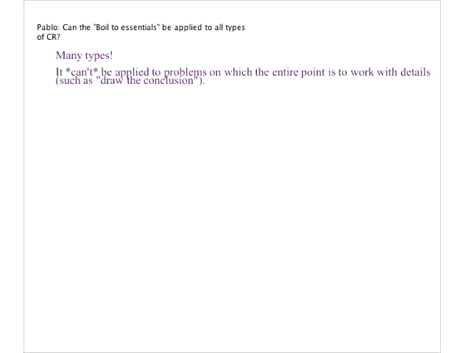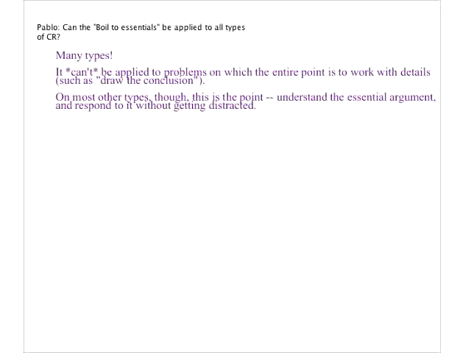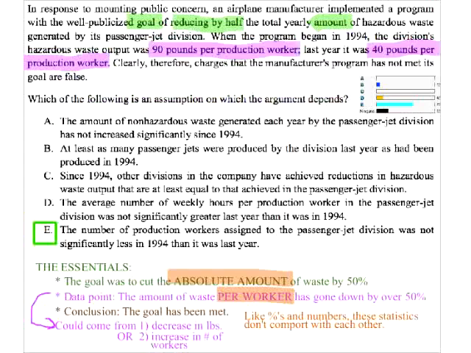But on other types of problems, on most other types, this is the point: you need to understand the essential argument and respond to it without getting distracted. So yeah, it's a good point. This is pretty much the type of reasoning that you need anyway on most critical reasoning. The statistics just happen to be a lightning rod for this kind of reasoning in the first place.